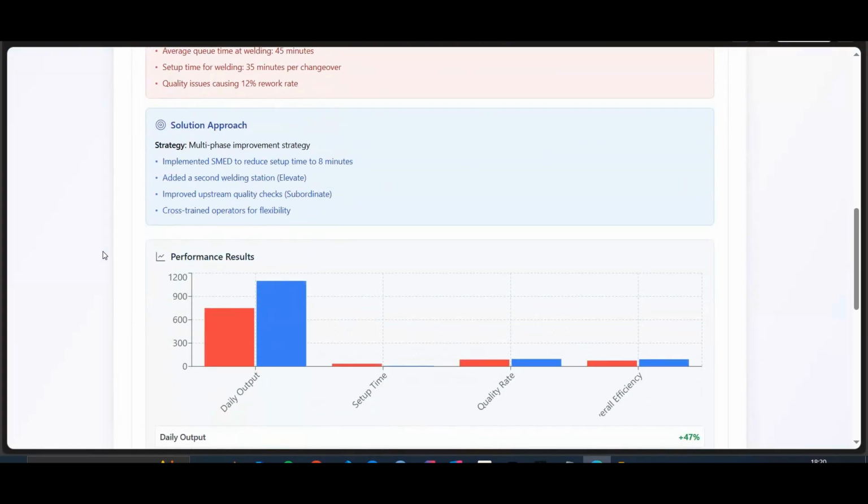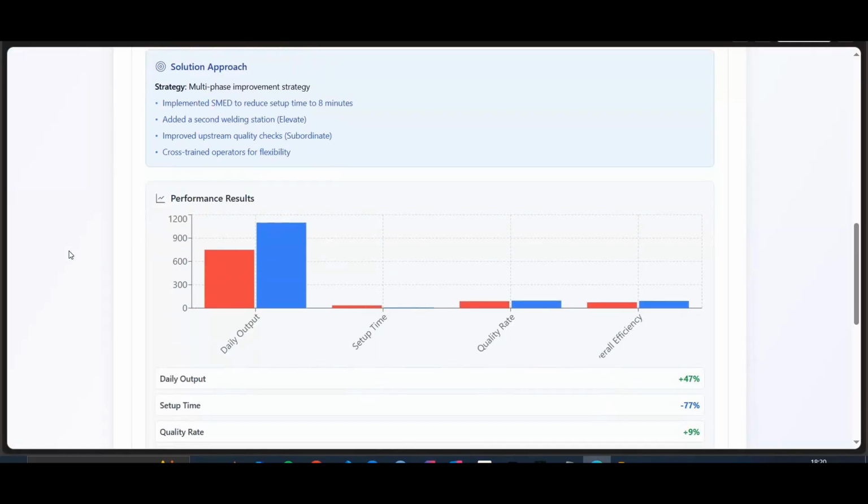Let's look at this. Queue times at welding were about 45 minutes, setup took 35 minutes per changeover, and quality issues were causing a 12% rework rate. The solution was multi-phase. They introduced smart techniques to cut setup time down to 8 minutes, added a second welding station to share the load, improved upstream quality checks to reduce defects, and cross-trained operators for flexibility.